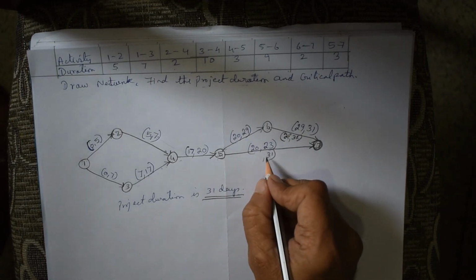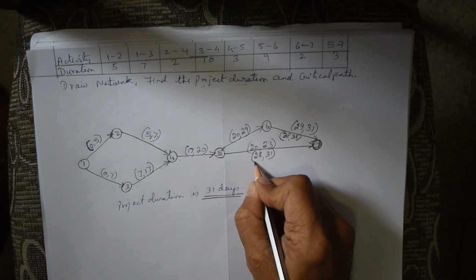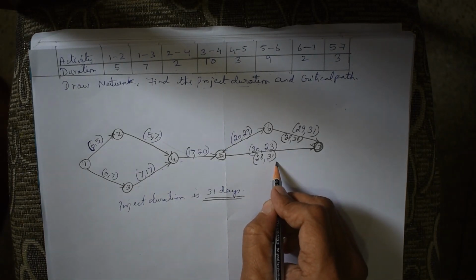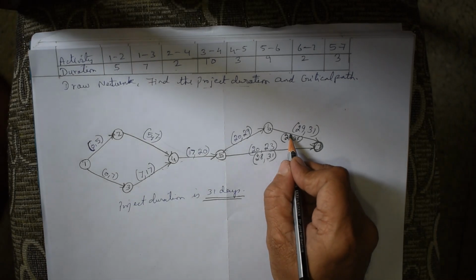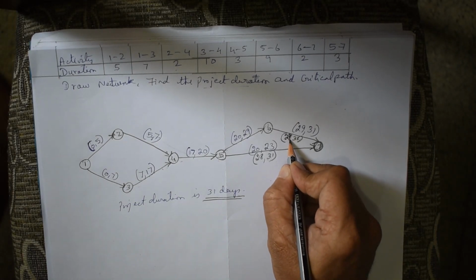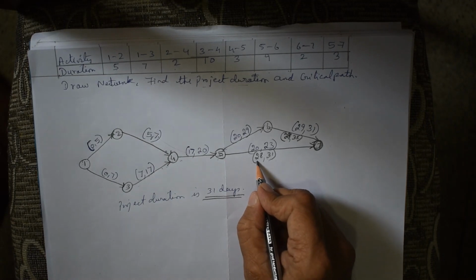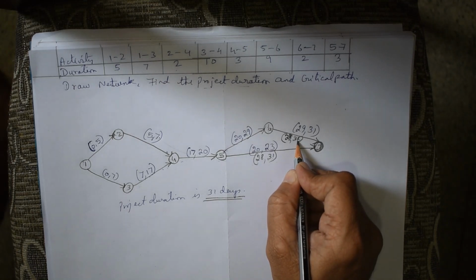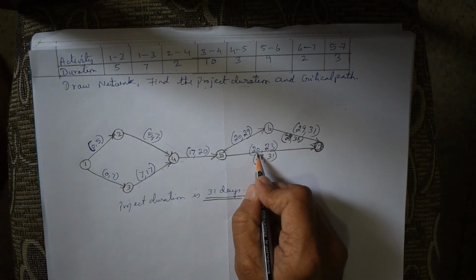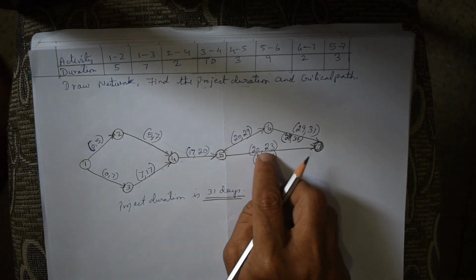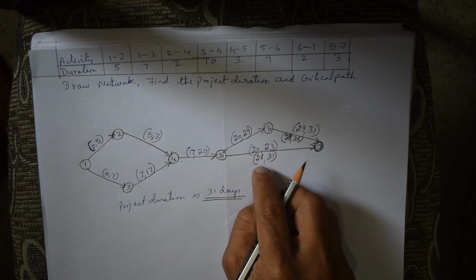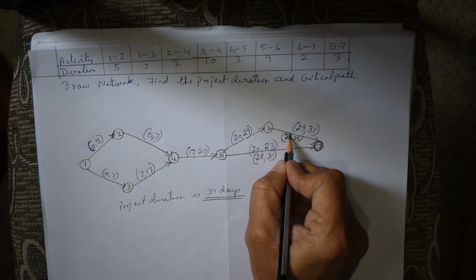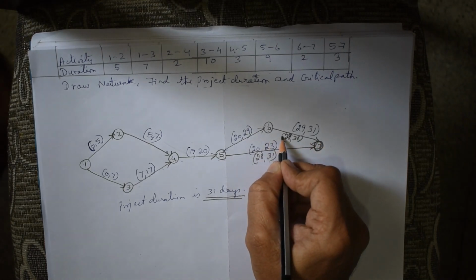Similarly, for 5 to 7 it is 3. If I subtract 3, my commencement time is 28. What are these 29, 31 and 28, 31 called? They are called latest starting time and latest finishing time. 28 is the latest starting time, 31 is the latest finishing time. Here 29 is the latest starting time, 31 is the latest finishing time. The timing which I wrote with the pen on top of the line is EST, EFT, below the line is LST, LFT. Right?